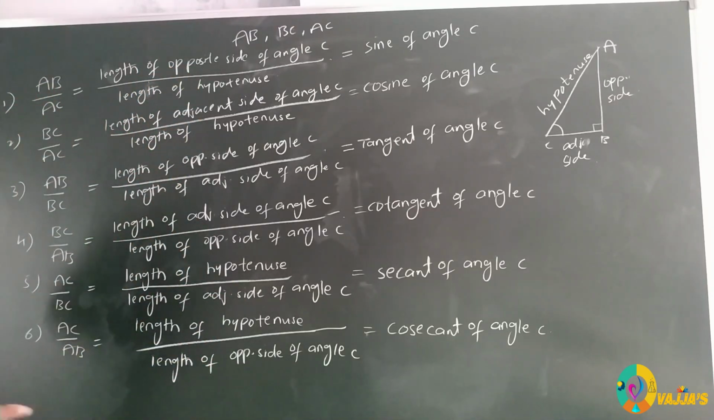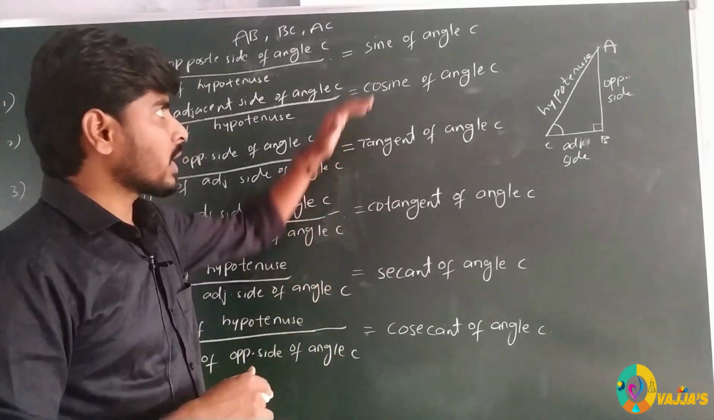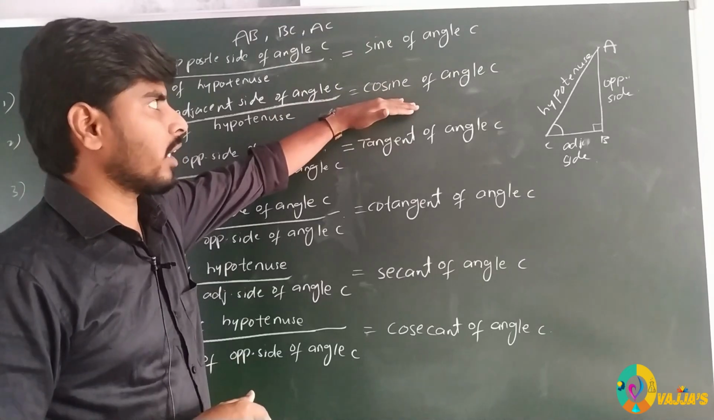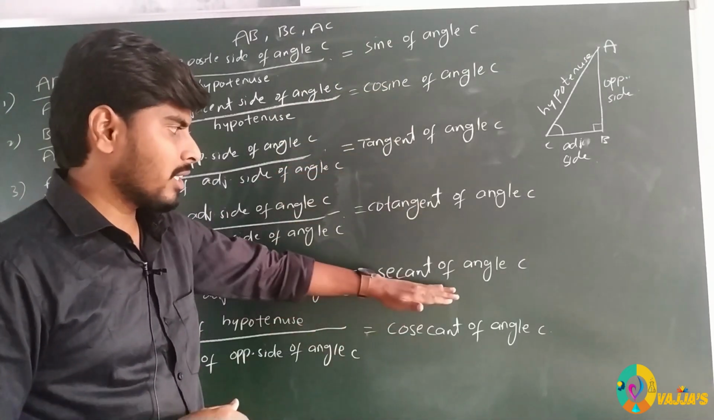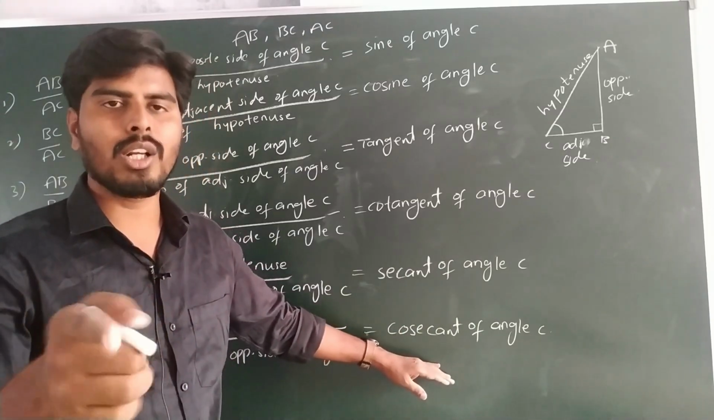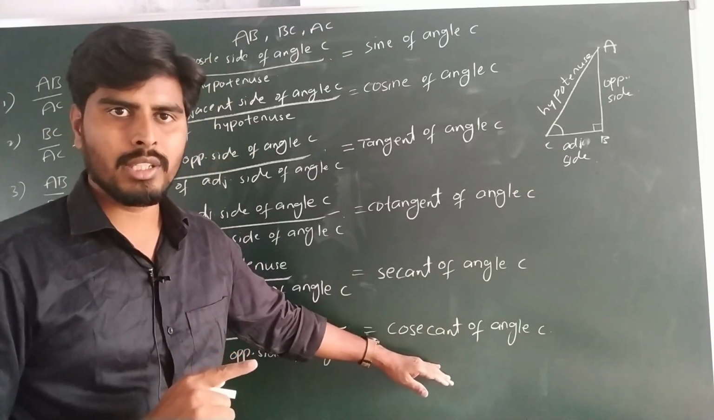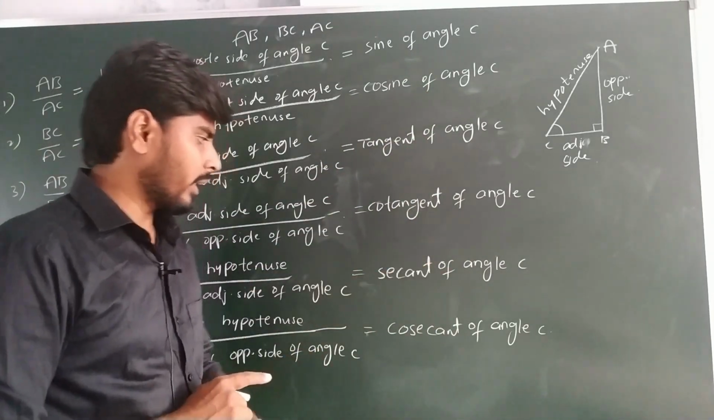This is a relation. Pause the video and write the notes. Now this sine of angle C, cosine of angle C, tangent of angle C, cotangent of angle C, secant of angle C, cosecant of angle C are called the trigonometric ratios. These are trigonometric ratios. Write the notes clearly.